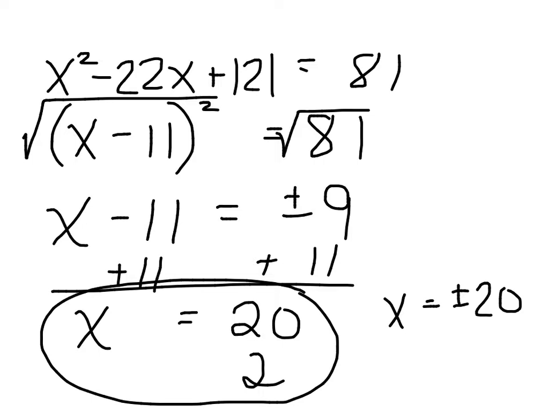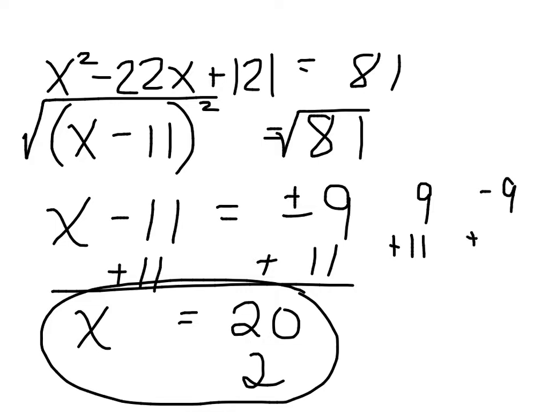Because negative 9 plus 11 is not negative 20. Okay, so be careful. When you have the two answers, and the reason why you have to have the two answers, Emma, is because the plus or minus makes it have two different things. One's a positive, then one's a negative. It's almost like if you were to set it up as 9 plus 11 and negative 9 plus 11, if you want to set it up as two separate.